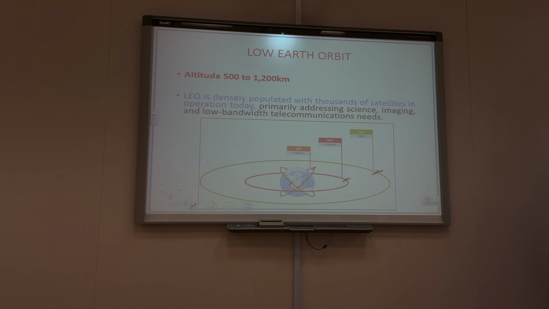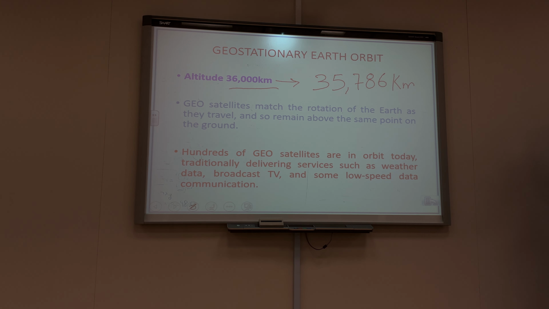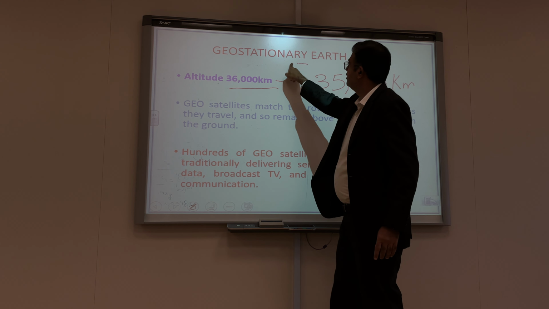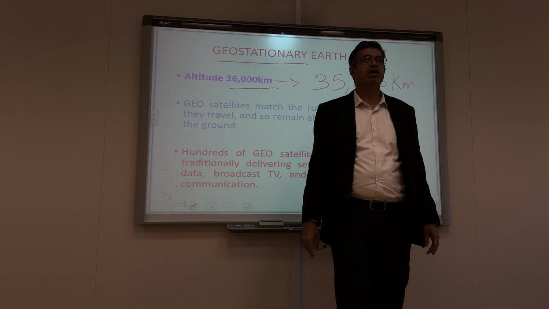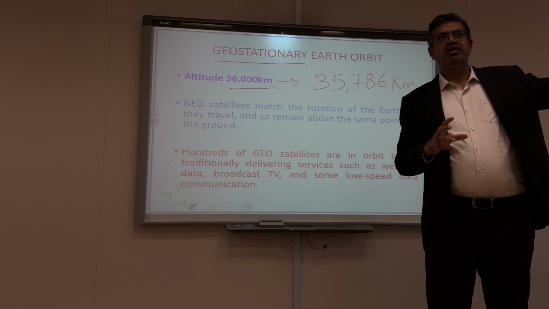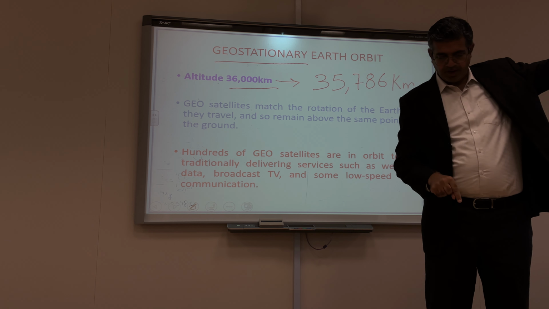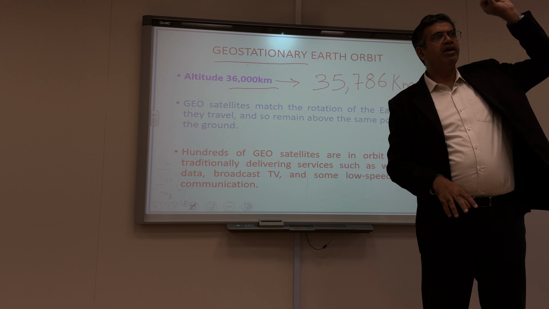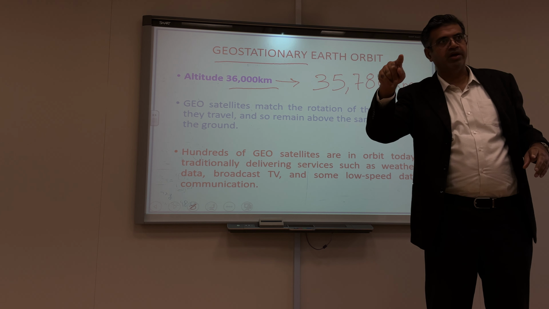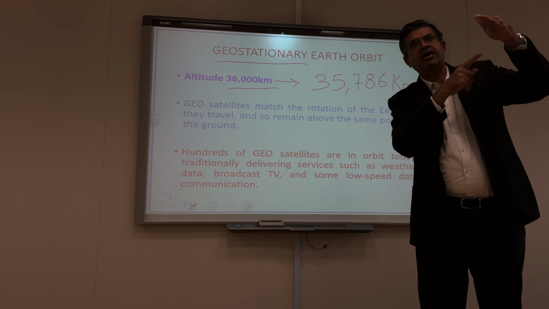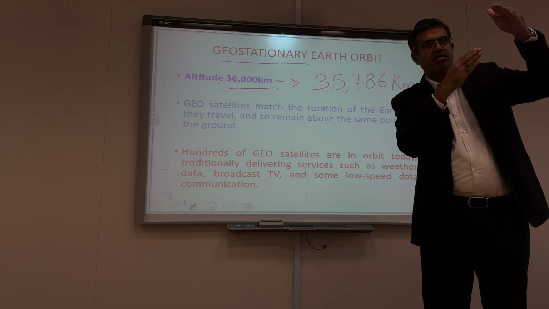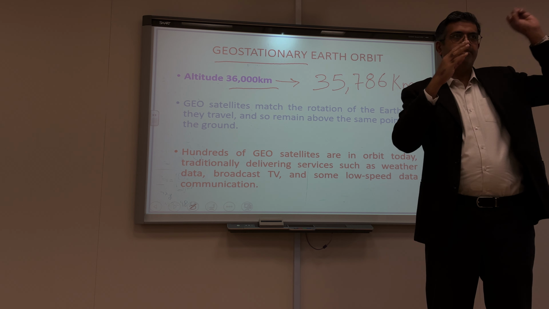But for GEO, we have not provided a range. We have given only one value. Why one value? Because this is a geostationary orbit. What do you mean by geostationary orbit? If you put the satellite in the geostationary orbit, the satellite position with respect to the Earth's surface will always remain the same. The Earth is moving, the satellite is also moving, but the speed at which the satellite is moving and the speed at which the Earth is moving is the same. So the satellite always appears in the same position.